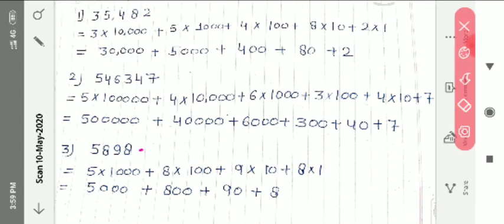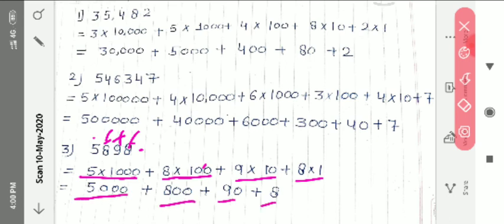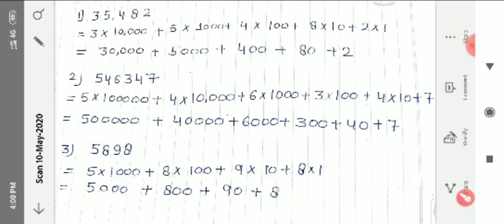5 8 9 8. Firstly read the place: ones, tens, hundreds, thousands. 5 is given at 1000 place, so multiply by 1000. 8 is given at 100 place, so multiply by 100. 9 is given at tens place, so 9 multiplied by 10. 8 is given at ones place, so 8 multiplied by 1. Okay, so here 5 multiplied by 1000 will be 5000, plus 800 plus 90 plus 8. Got it? Similarly, you can do other examples also. You can write other numbers also in expanded form.